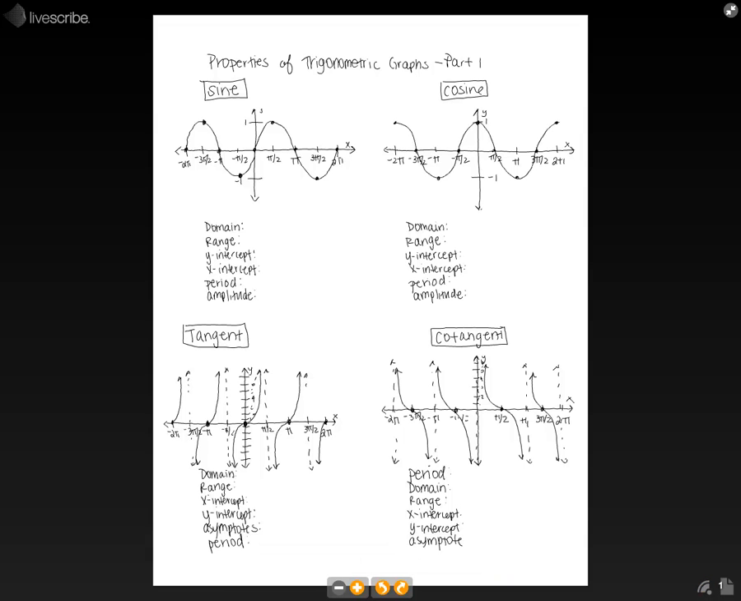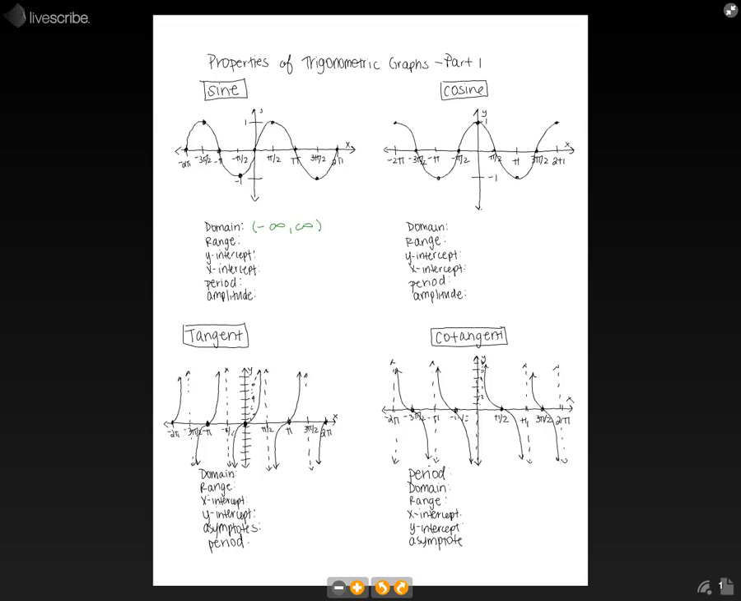In this video, we're going to talk about properties of trigonometric graphs. So let's first look at the sine graph. Here is what the sine graph looks like, so let's discuss some of its properties. The domain, in this case, is negative infinity to infinity because there's no values of x that we can't have.